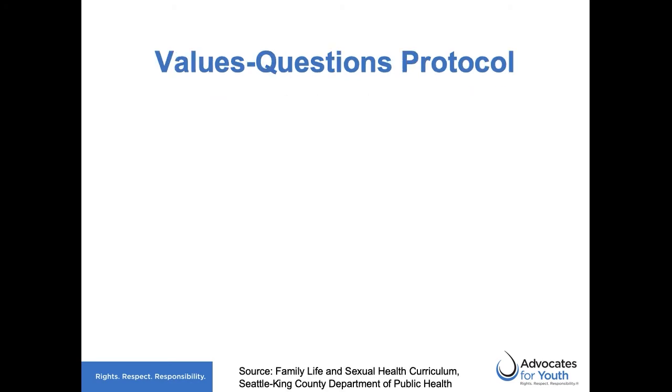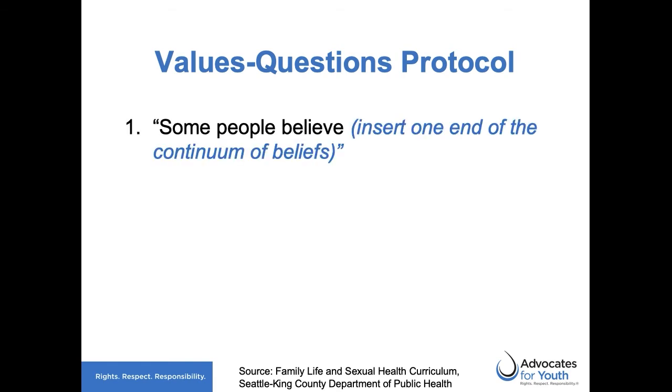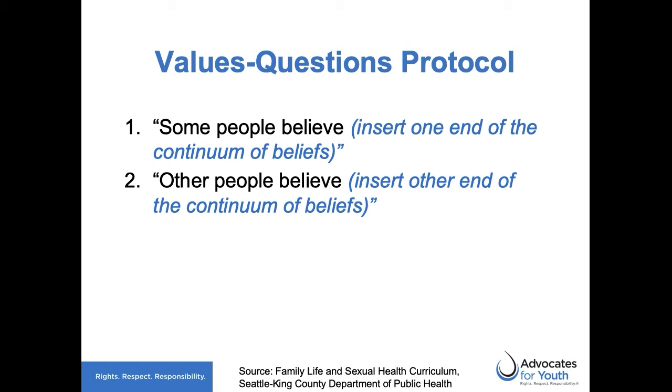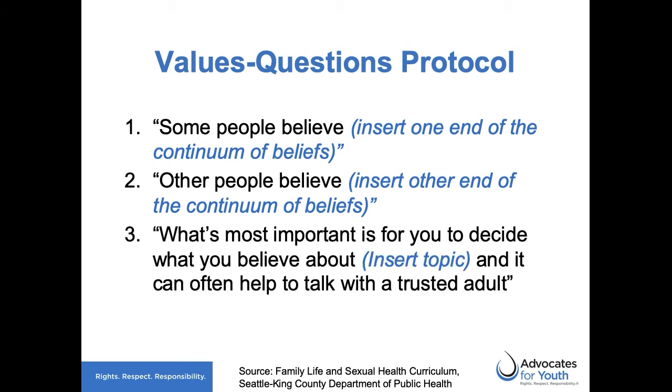So, what are some ways we can do this? This values question protocol is from Seattle King County's Department of Public Health, their FLASH curriculum. And they do it in 3 easy steps. When a question about values comes up, you can respond by saying, well, some people believe, and insert one end of the continuum of beliefs. Then say, other people believe, and insert the other end of the continuum of beliefs. Finally, wrap it up by saying the most important thing is that you decide what you believe about any topic, and it can really help to talk with a trusted adult about it. Let's walk through a few quick examples.